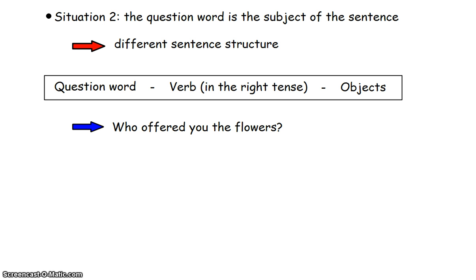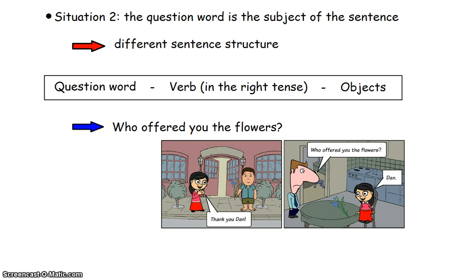Who offered you the flowers? Here, who is the subject of the sentence. Who is the person who offered the flowers? As you can see from this picture, Dan is the person who offered the flowers to the girl.